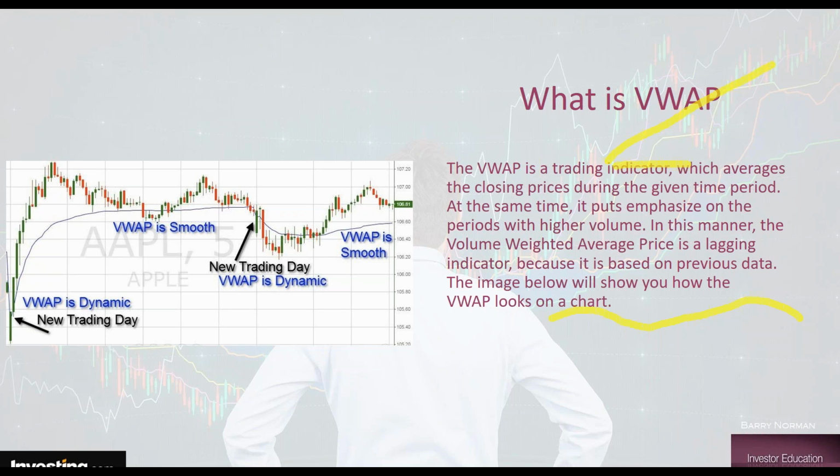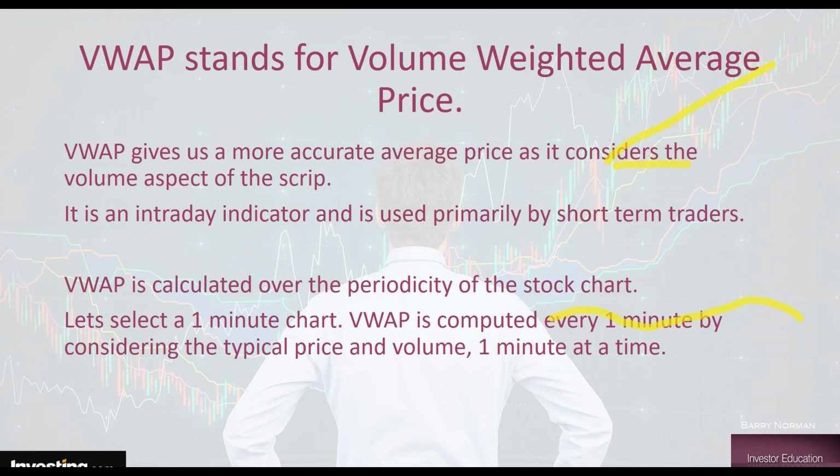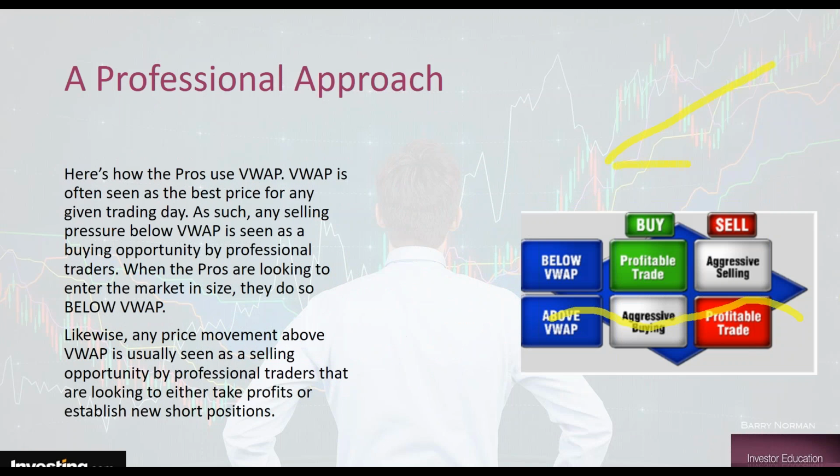In VWAP, they give more weight to whatever price is based on an increased volume, because increased volume tells you that more traders are believing in that price movement. Now, the standard with VWAP is if price is trading below the VWAP average, that presents you a buying opportunity. Likewise, any price movement above the VWAP is seen as a selling opportunity. So VWAP is the moving average over top of the price.